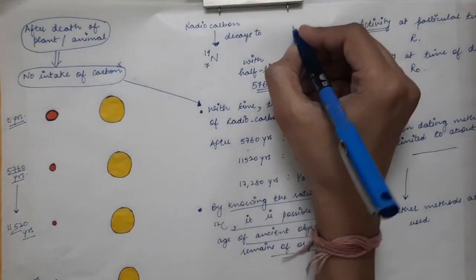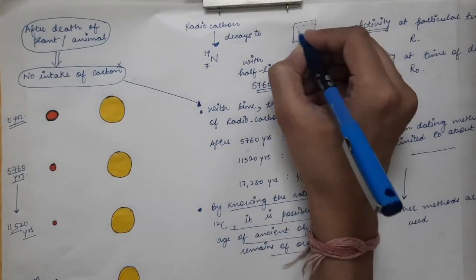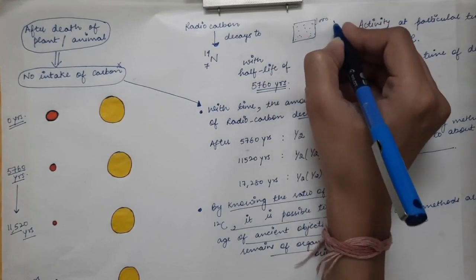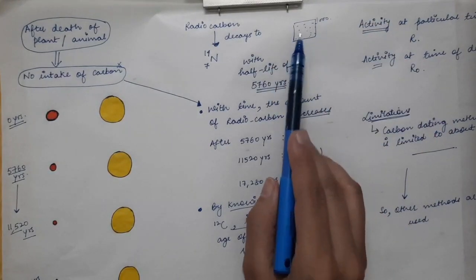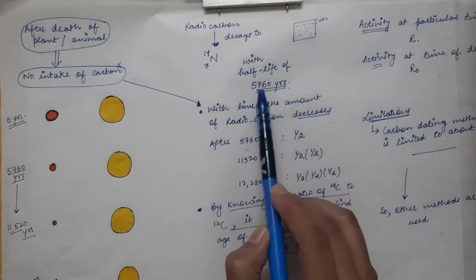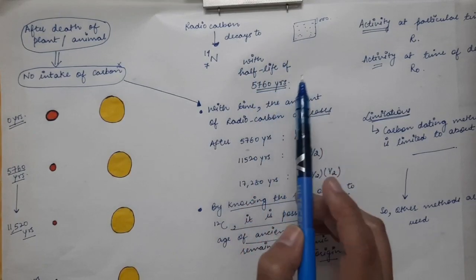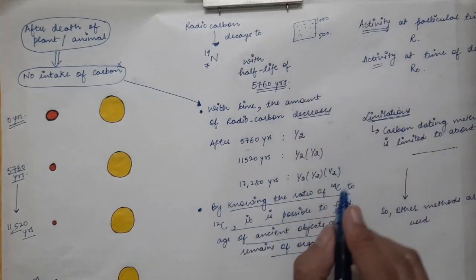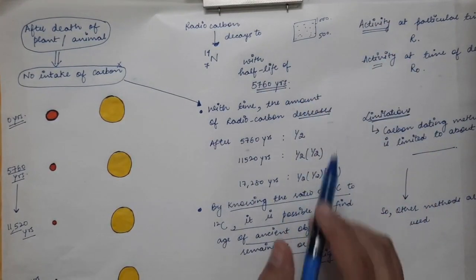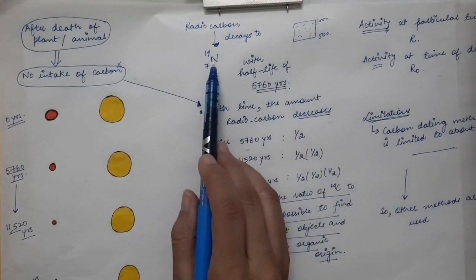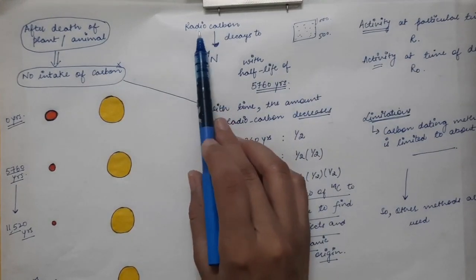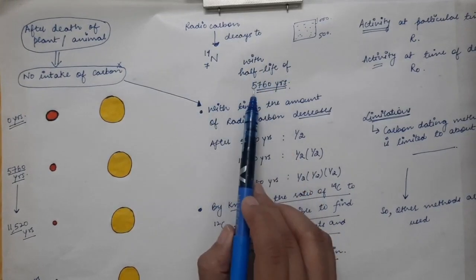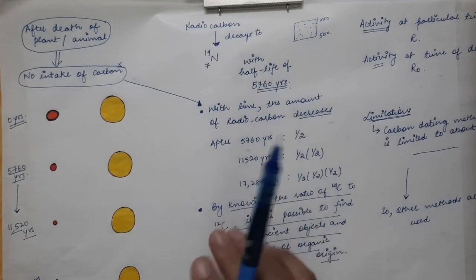Now let's say you have a sample with 1000 radioactive carbons present in it. After 5760 years, what will happen? There will be only 500 radioactive carbons remaining in this sample, and the rest of the 500 will be nitrogen 14, because radioactive carbon decays to nitrogen 14 with a half-life of 5760 years.